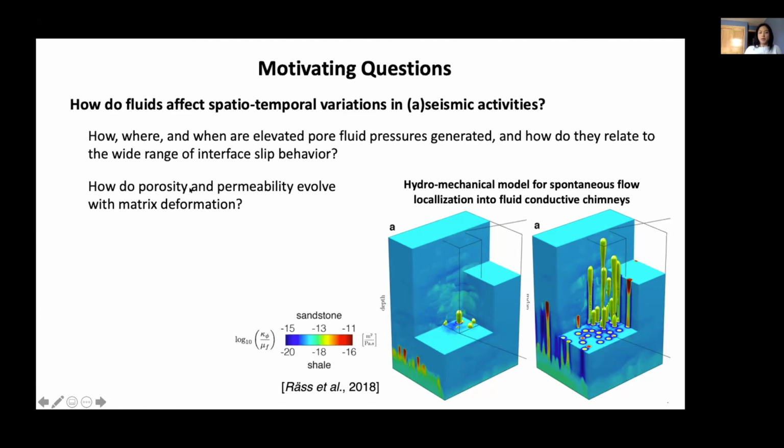Another question would be, how do porosity and permeability evolve with matrix deformation? There are some models that address these questions. An example is by Rüpke et al., showing this evolution of localized flow. But more effort is needed, particularly placing this type of model in the subduction tectonic context, incorporating the background processes that interact with fluid migration at this scale.